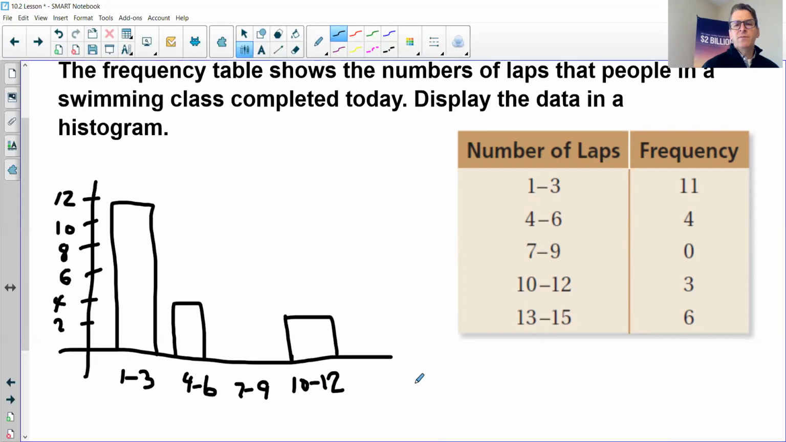And lastly, from 13 to 15, this bar would go up. There's a frequency of 6. So we're going to go all the way up to 6 and cut it over and then back down. This is a histogram. It shows the frequency, which is the data values in the interval, and it shows the number of laps along the x.